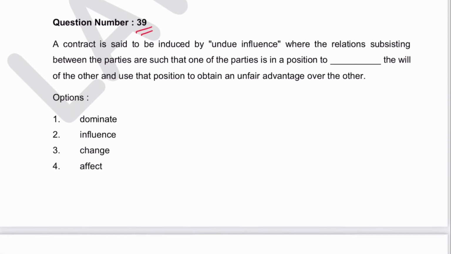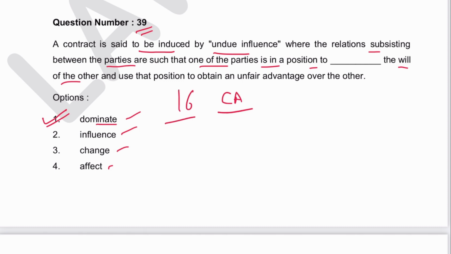Next, 39. A contract is said to be induced by undue influence where the relations subsisting between the parties are such that one of the parties is in the position to dominate the will of the other. Dominate, influence, change, effect. Dominate the will. 1 is the answer. Mentioned in section 16 of Contract Act.